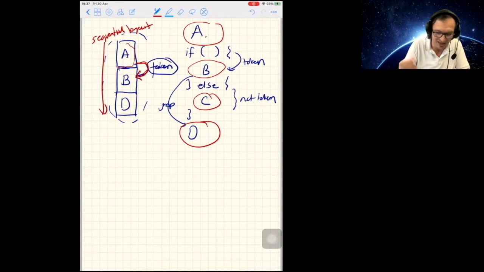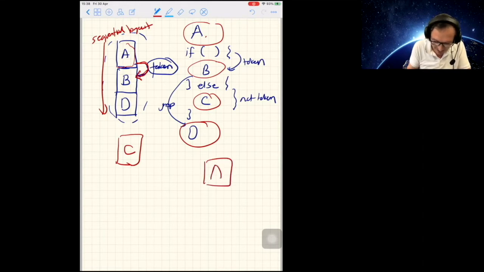Okay. Maybe I should have said something else over here also. Basically, I should have said something like C is over here. Okay, so let me reconstruct this example. Sorry about that. But basically, let me do the control flow graph, which will make this easier.